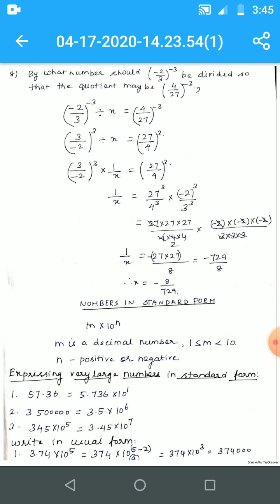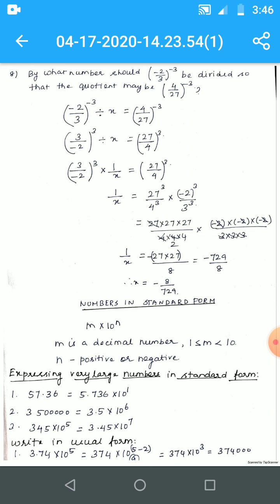So multiply 27 three times divided by 4 into 4 into 4, multiplied by (-2)^3. If n is odd, the resultant sign is negative, divided by 3^3, that is 3 into 3 into 3. After simplification, we get 1/x equal to minus 27 into 27 divided by 8. The answer is -729/8. By taking the inverse, we get the value of x, that is -8/729.